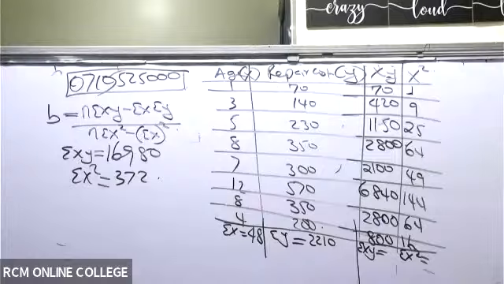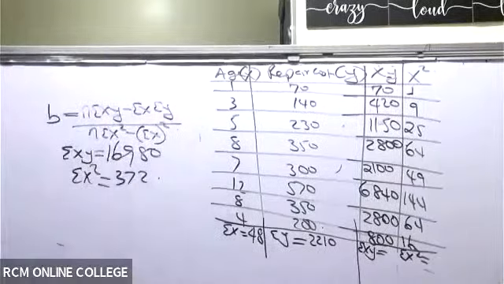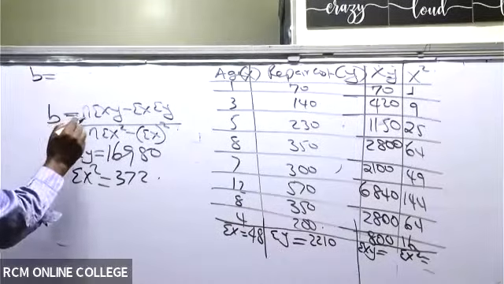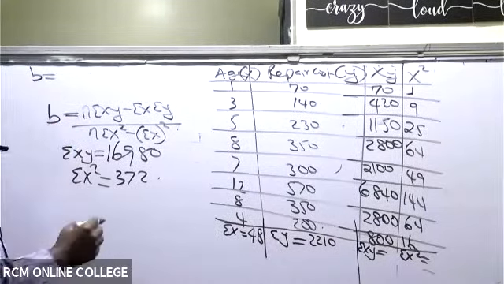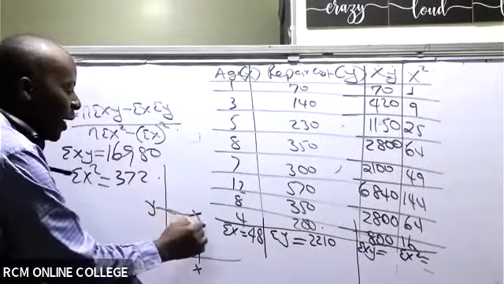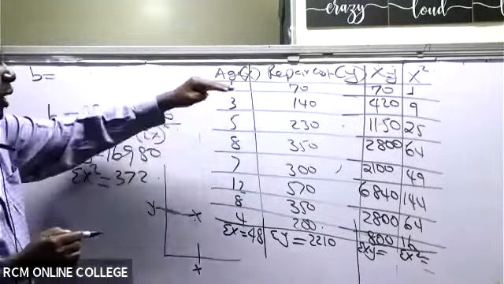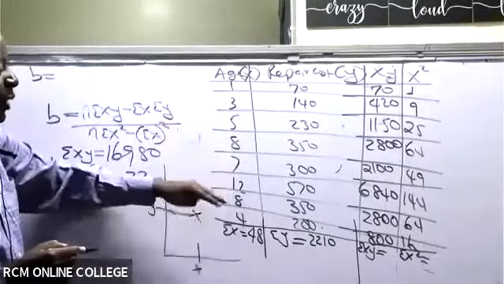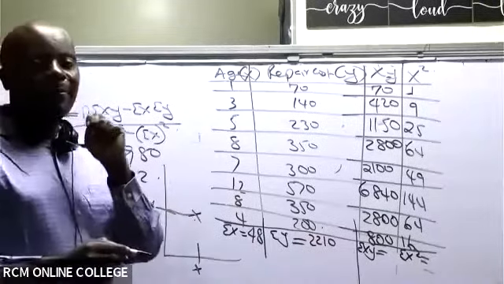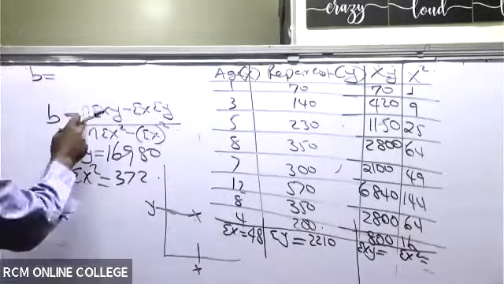So then please go ahead and do proper substitution here. Give me the value of b. To get b, I have n, the number of data points. Remember, a data point on a Cartesian plane is defined by x and y coordinates. So this is data point 1, 2, 3, 4, 5, 6, 7, 8. So our n is 8. I'm plugging in here.